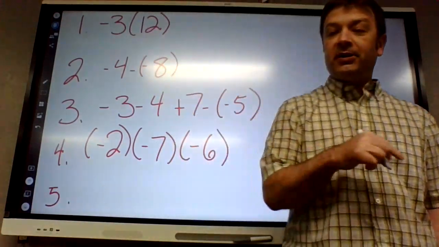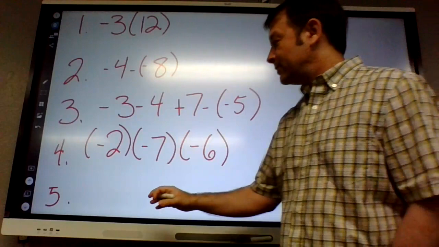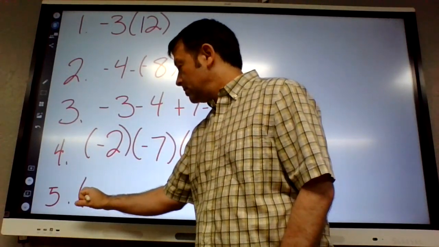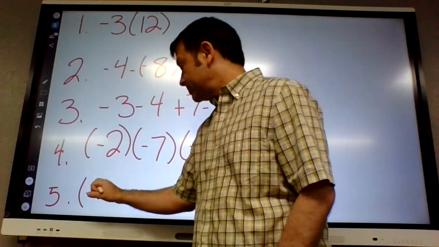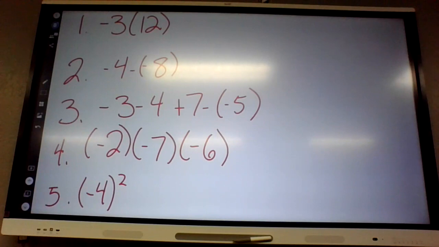So this is the non-calculator part. If you feel comfortable with all these, then you don't have to worry about them. If not, then I guess you have to worry. It'll be the first 14, no calculator.